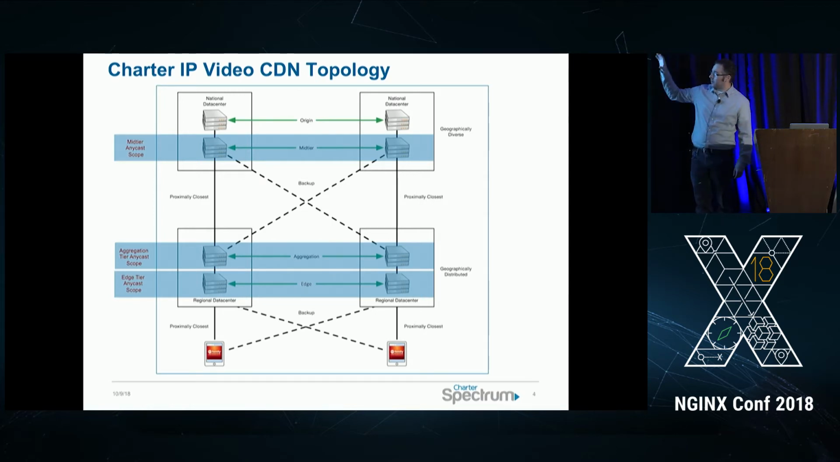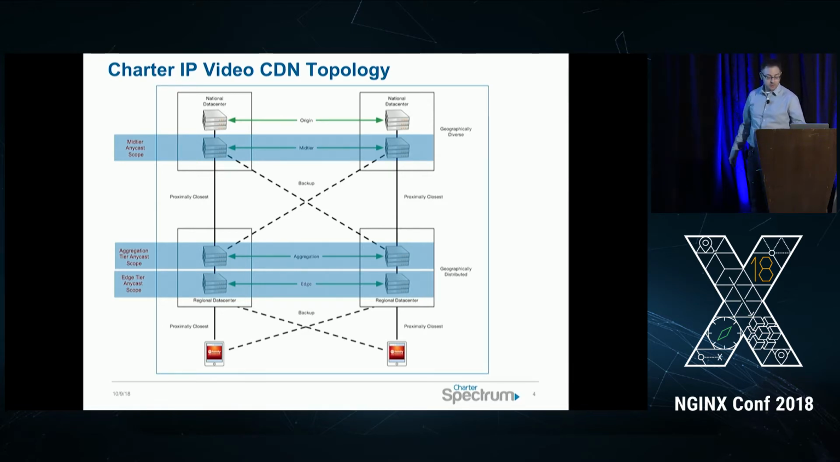But the main point here is just different tiers using different Anycast addresses, but it's the exact same model at every tier. There's nothing special about any of those nodes.